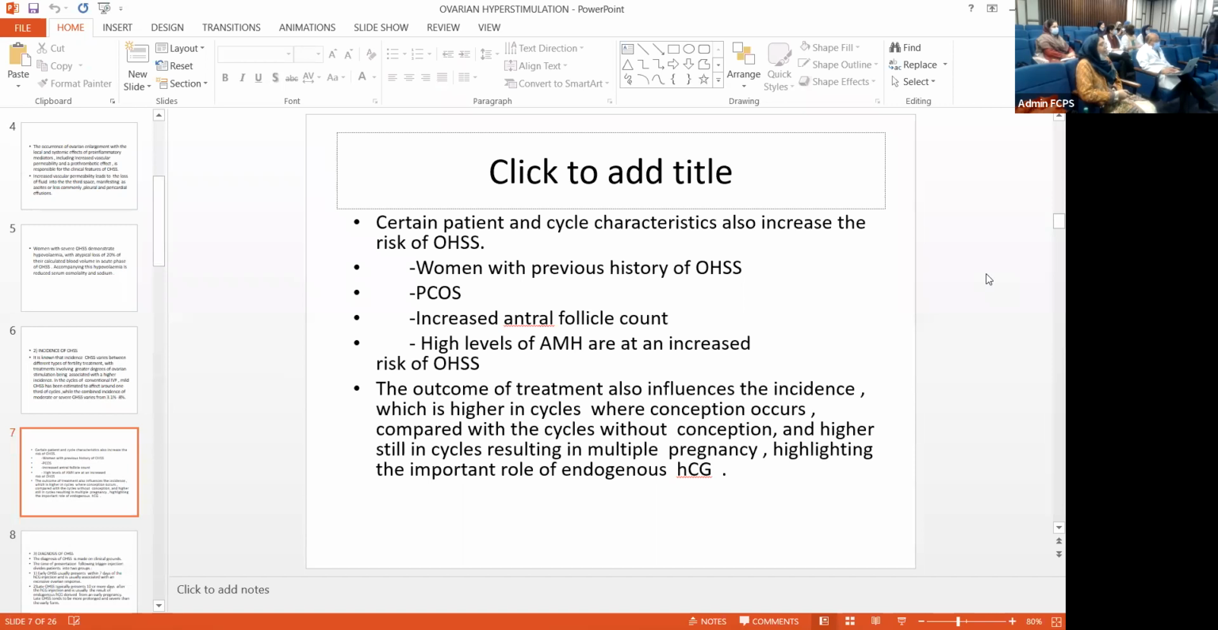Certain patient and cycle characteristics also increase the risk of OHSS, which are women with a previous history of OHSS, women with a history of PCOS, increased antral follicle count, and high level of AMH. The outcome of the treatment also influences the incidence, which is higher in cycles where conception occurs compared with cycles without conception, and higher still in cycles resulting in multiple pregnancy, highlighting the importance of the role of endogenous human chorionic gonadotropin.